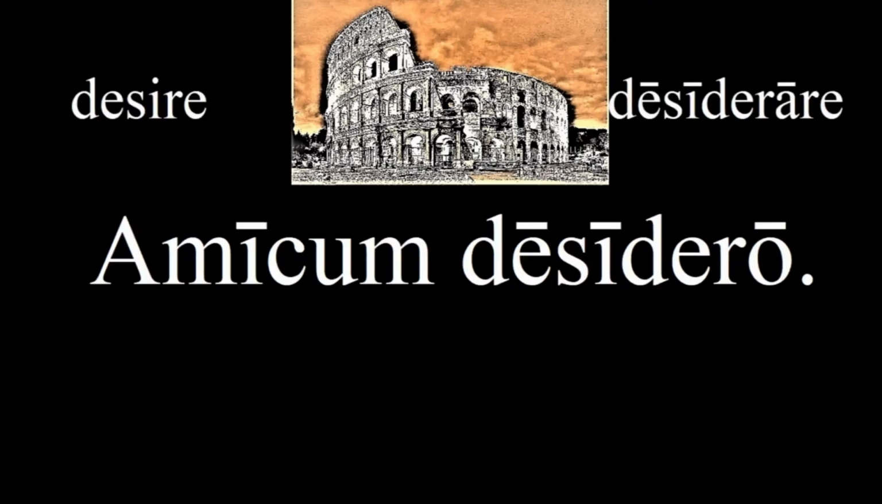The following word came to English from French instead of Latin, but it's still easy to see the connection between desire and desiderare. This word means desire, want, and to miss someone, among other things. What does this mean? Amicum desidero. I desire a friend. And for the next story, we will need the word for girl, which is puella.